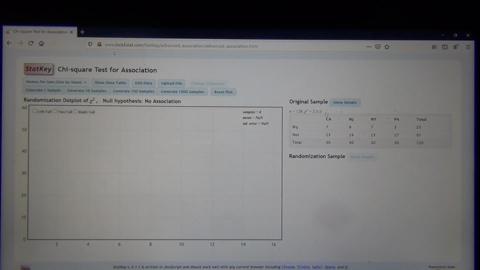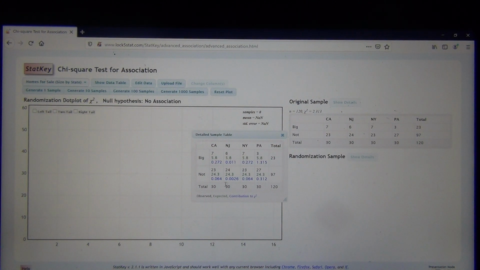And there's my chi-square test statistic, 2.313. If you want to see the expected counts, we can look here. The top number is the observed counts, and the expected counts are the ones in green, the middle number. It looks like 4 of the expected counts were 5.8 and 4 of the expected counts were 24.3. So all of the expected counts did go over 5, though barely. Again, we're getting really close to that 5 borderline.